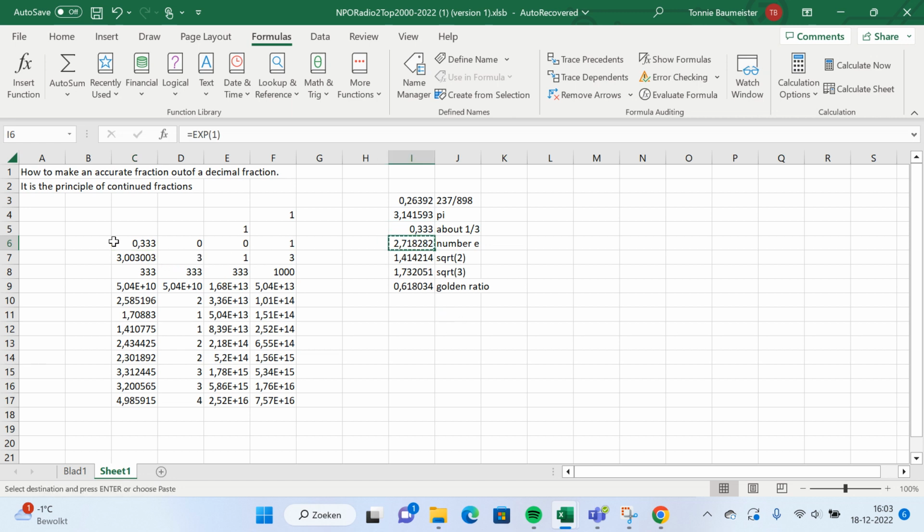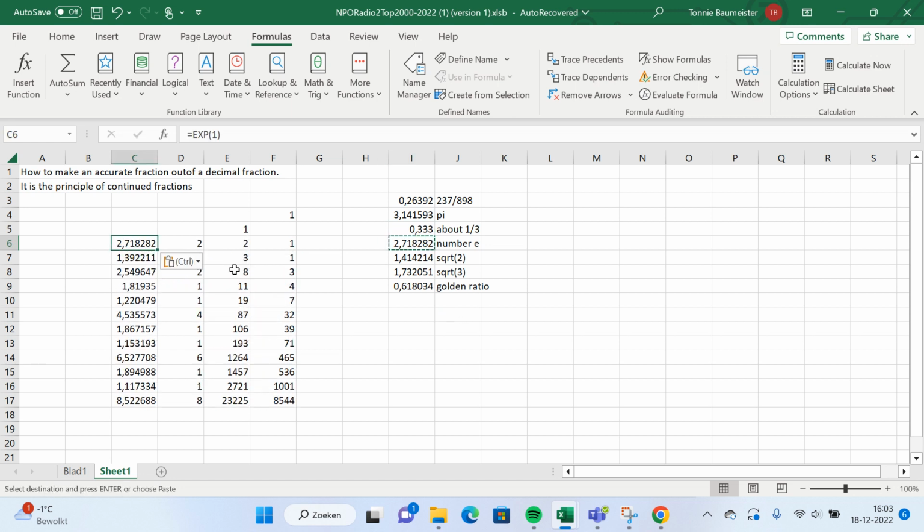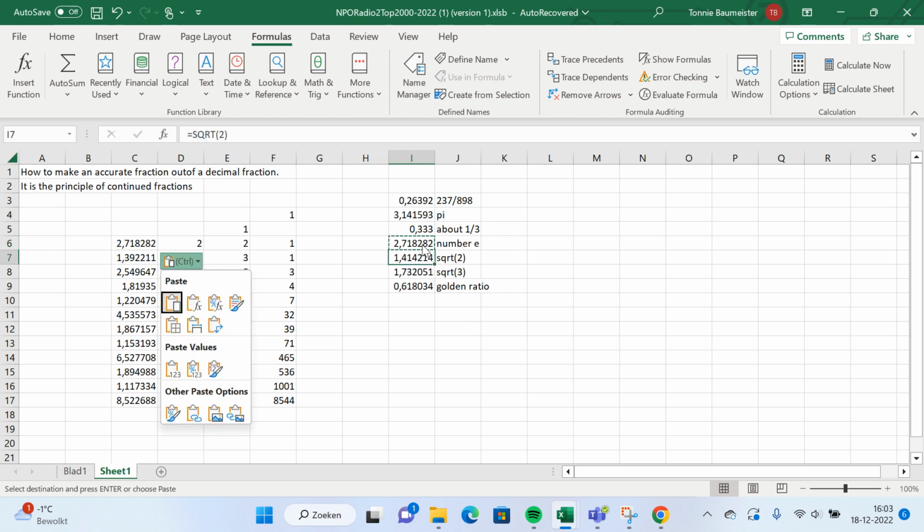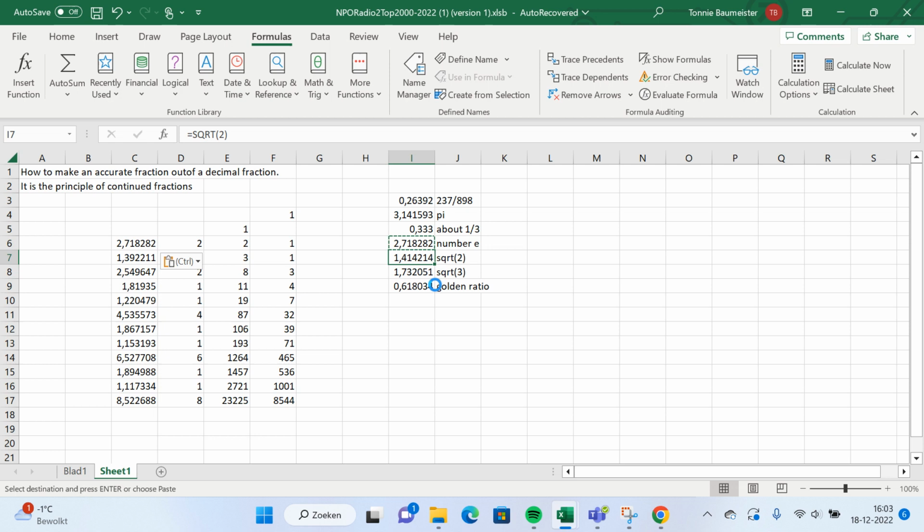The number e shows a very, very nice pattern. 1, 2, 1, 1, 4, 1, 1, 6, 1, 1, 8, and it goes on and on with 1, 1, 10. We see a square root. Oh, wait a minute. Control C, square root, Control V, 1, 2, 2, 2, 2, 2, 2. Square root 3, Control V, 1, 2, 1, 2, 1, 2, 1, 2. And the golden ratio, we see all of them 1, 1, 1, 1, 1, 1.